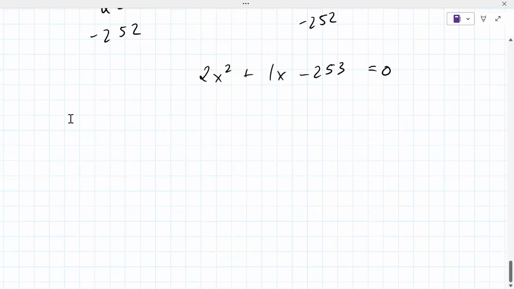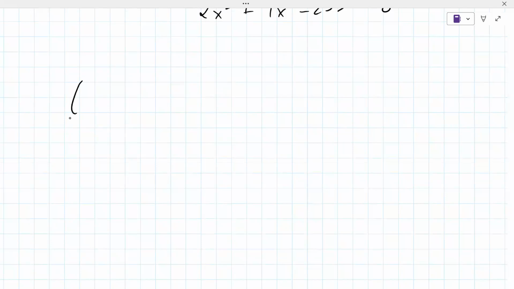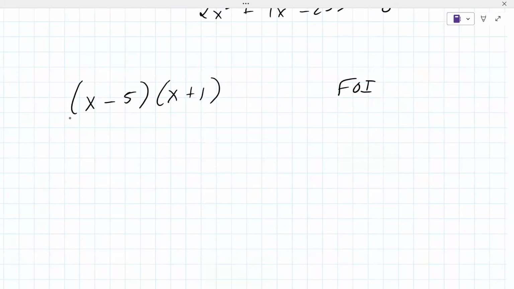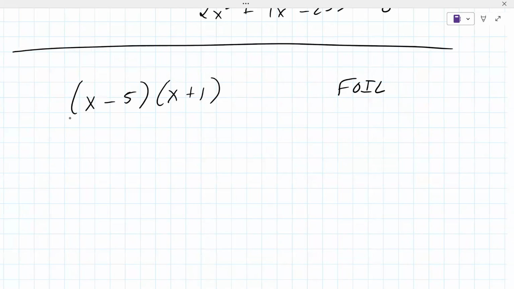Let's do one more FOIL problem. Let's do x minus 5 times x plus 1. Give this a try. See if you can FOIL it, please. Sorry, my sister came in. Just try foiling this like we've been doing. You can draw the lines if you need.